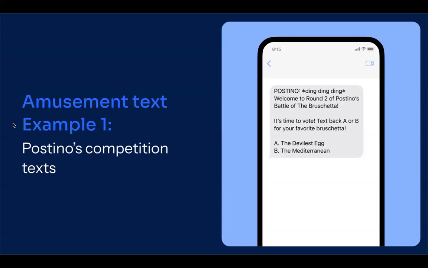We actually have an article about it on our website that shows more from that campaign. But this one says, "Welcome to round 2 of Postino Battle of the Bruschetta. It's time to cast your vote. Text back A or B for your favorite bruschetta." And then they have the 2 options. So this is giving people an opportunity to share their opinion.